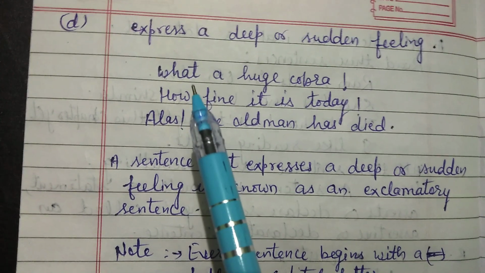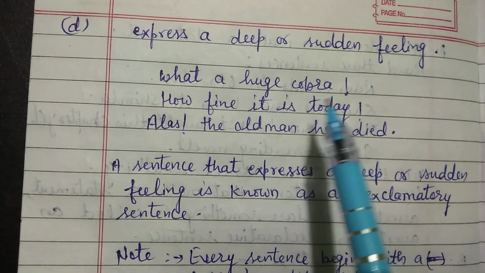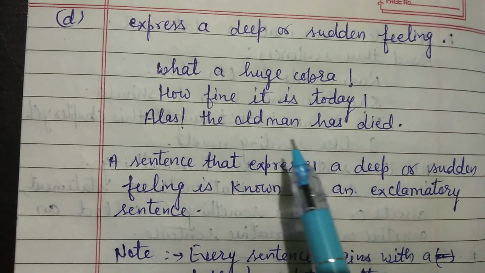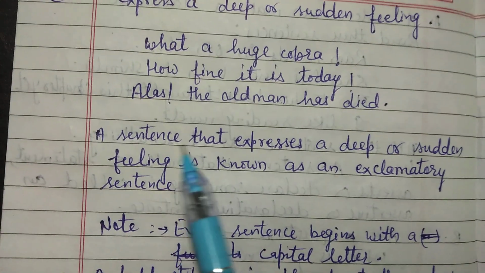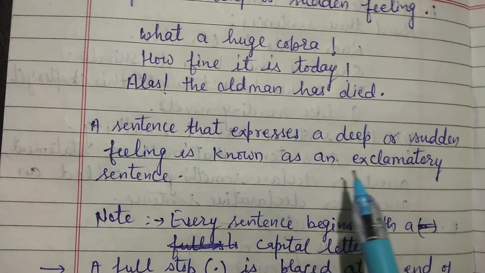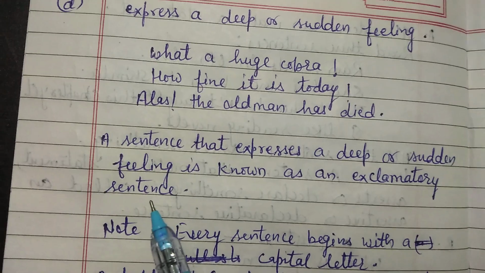And lastly, a sentence can express a deep or sudden feeling. Let's read the sentences. What a huge cobra! How fine it is today! Alas, the old man has died. A sentence that expresses a deep or sudden feeling is known as an exclamatory sentence.